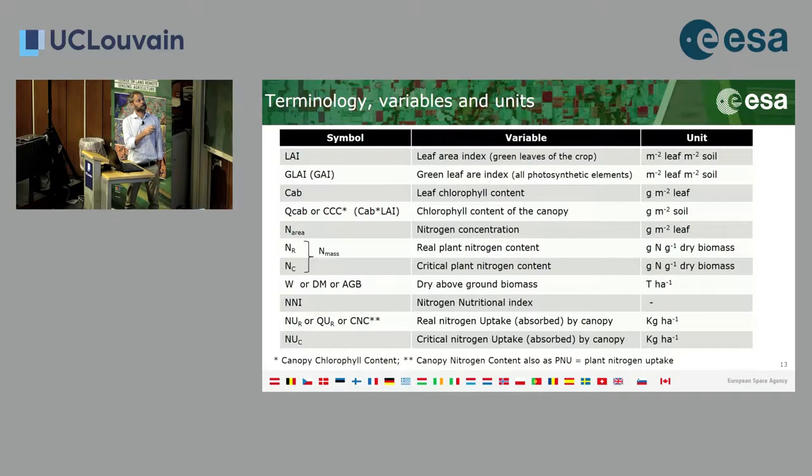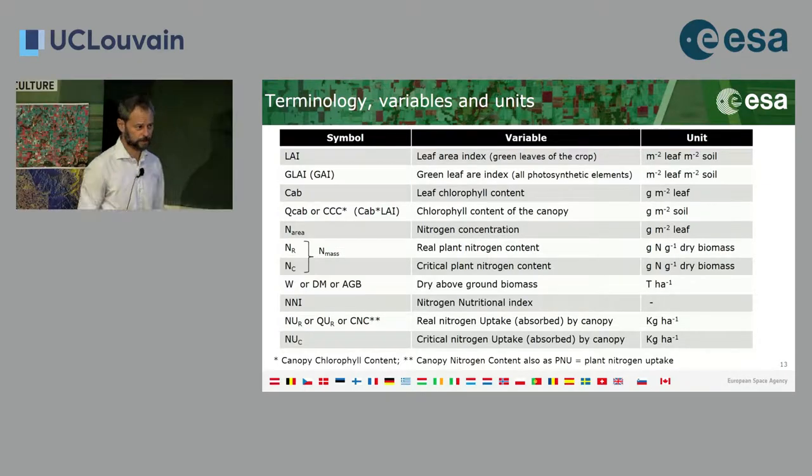So the QCAB, or CCC, that means canopy chlorophyll content, is related to the multiplication of the LAI by the chlorophyll content. So it is expressed as the quantity of chlorophyll on the soil surface, okay? Because we multiply by LAI. So those should be something that you should already have seen with Marine Weiss yesterday. Those are more related to nitrogen.